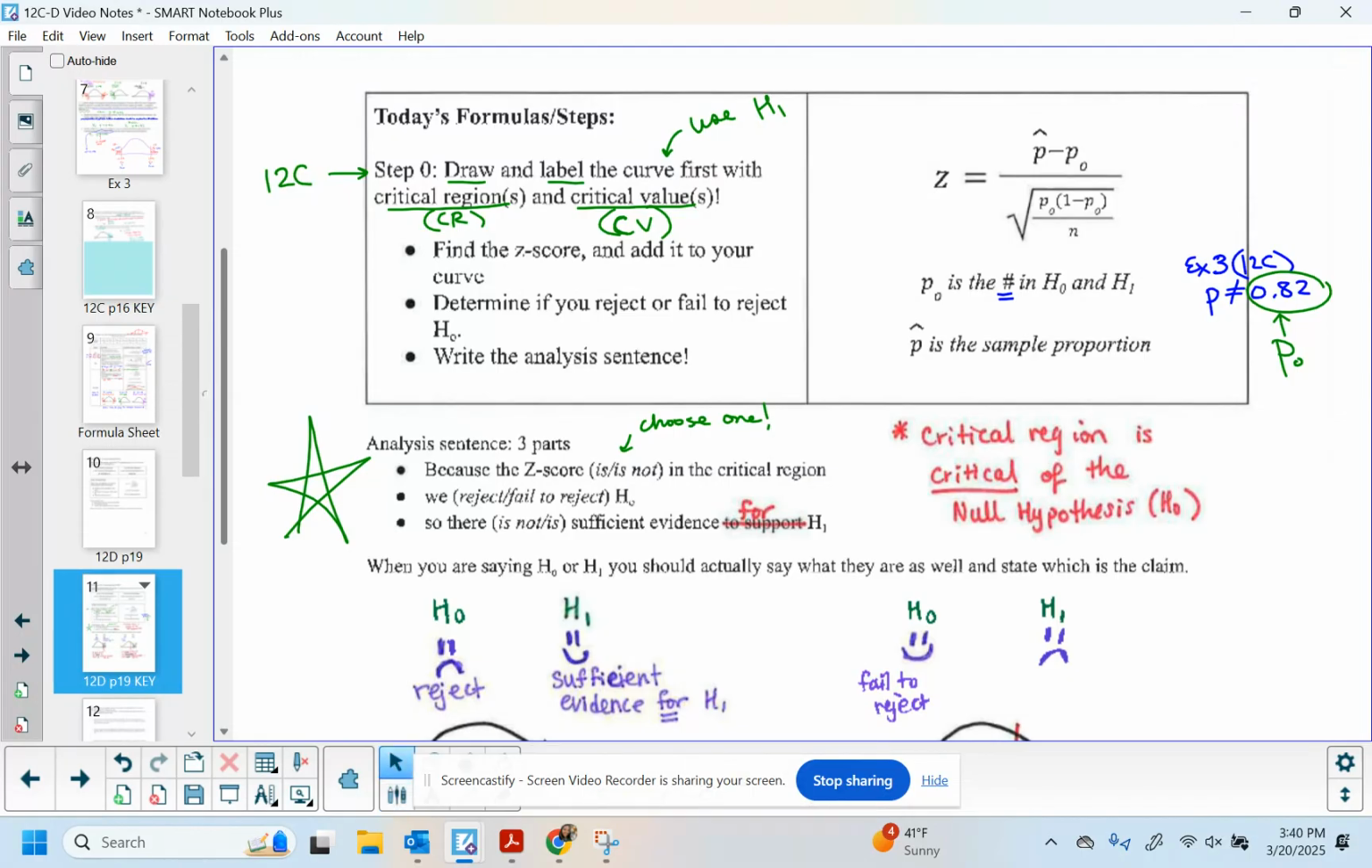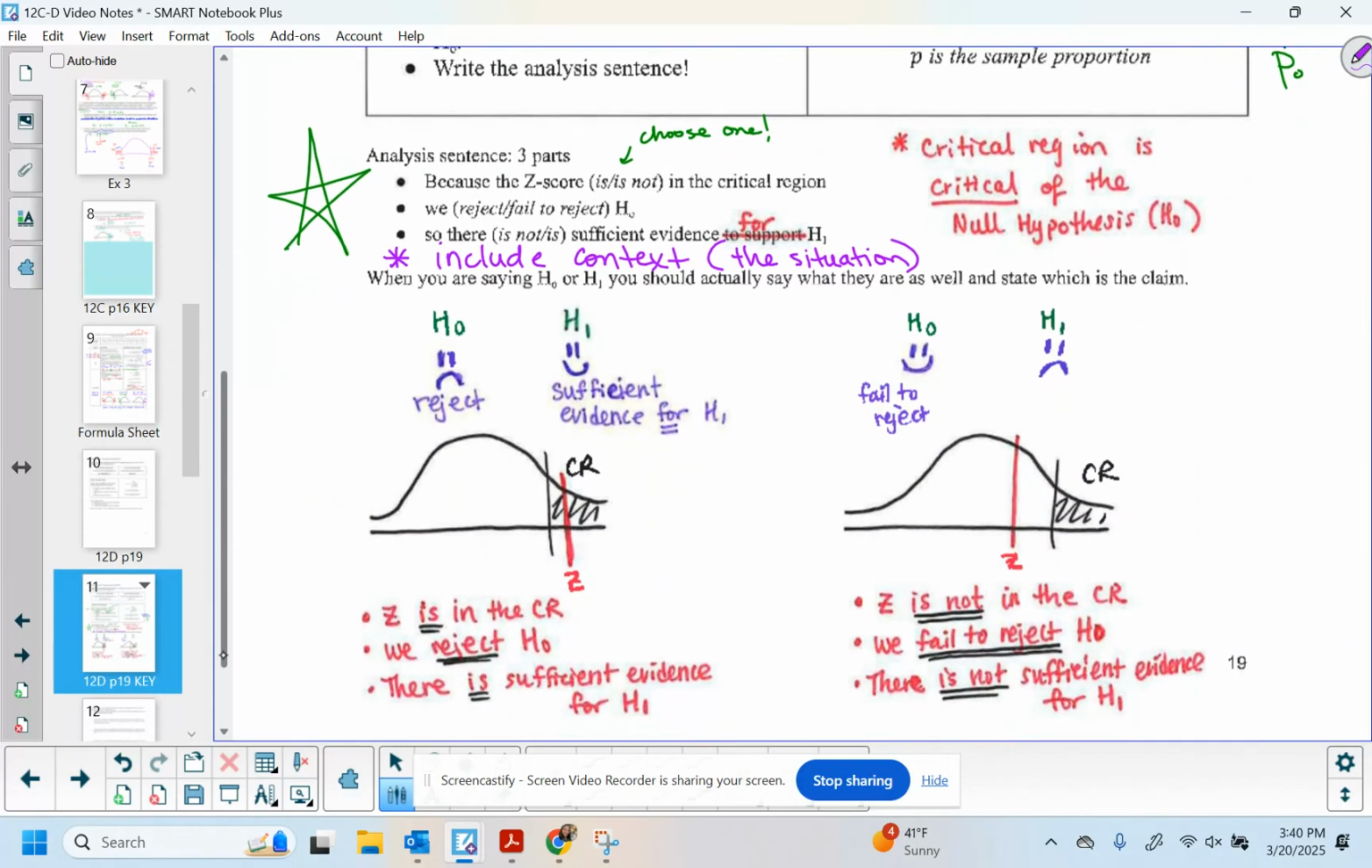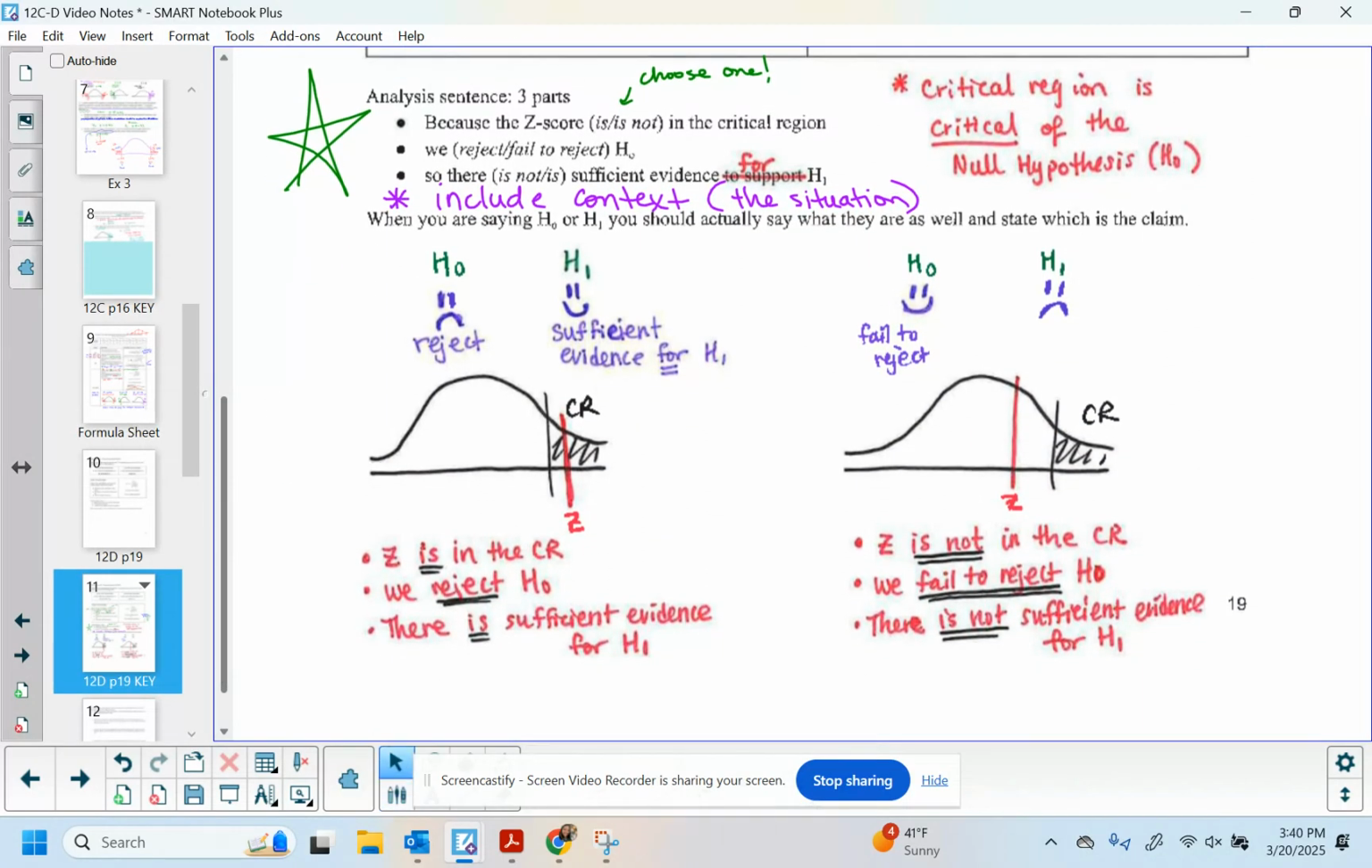And I want to make sure that you remember that you already started by writing your null and alternate, and you wrote your P in words so that you can add context to your sentence. Okay, so this is kind of the breakdown of what is happening.